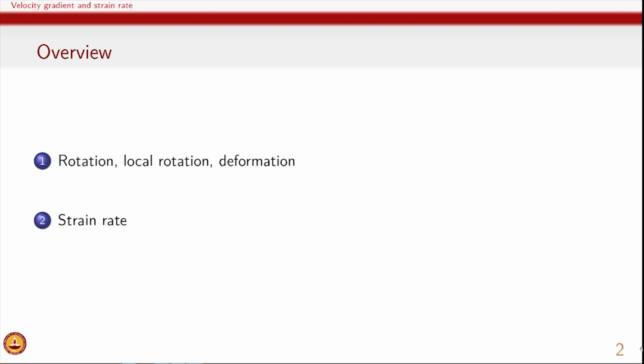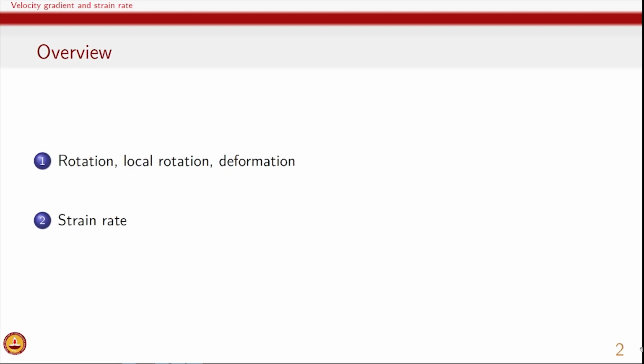So in the previous few lectures, we have got some ideas about what are stresses and what are strains and strain rates in the material system. In this segment, we will look at the velocity gradient and then the strain rate associated with a precise definition. What we will do is we will also look at what is the difference because velocity gradient contains information about rotation as well as deformation.